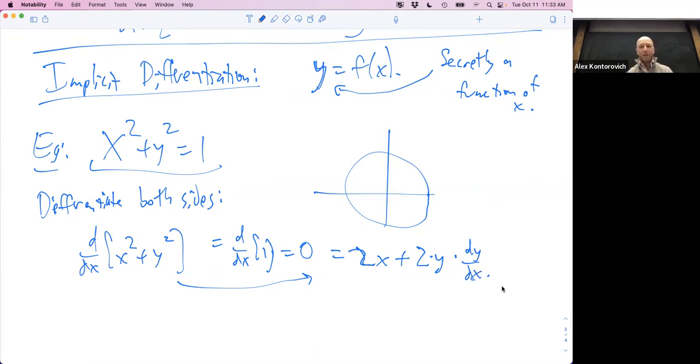And look at what we've learned. This is equal to 0. We can solve for dy/dx very easily. I can divide out the 2's. I can subtract. So dy/dx, we can just do this in our heads. I move the x to that side, I get a negative x, and I divide by y. So it's negative x over y.